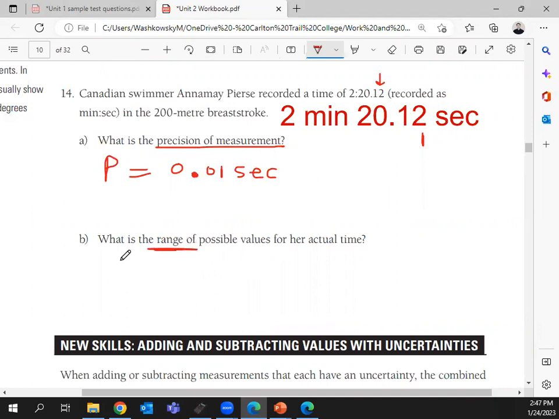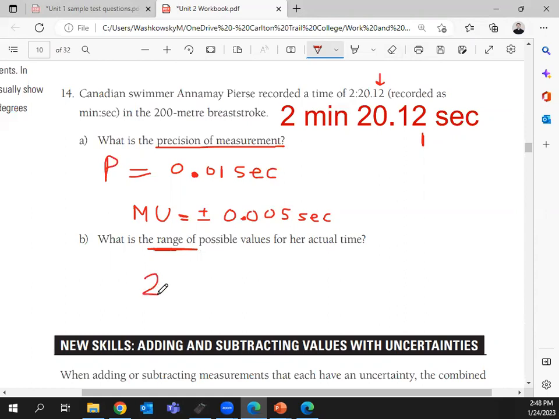To get her range, remember, I need to know what that measurement uncertainty is. So what would my measurement uncertainty of this be? Plus or minus 0.005 seconds. So that is my measurement uncertainty. That's how exact they have to be for these big sporting events, right? So what would my range be for her actual time?